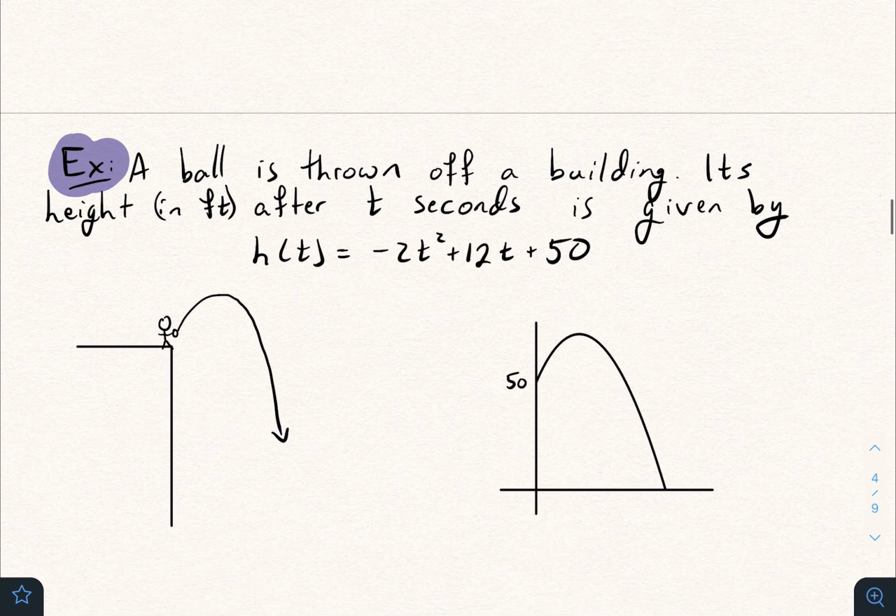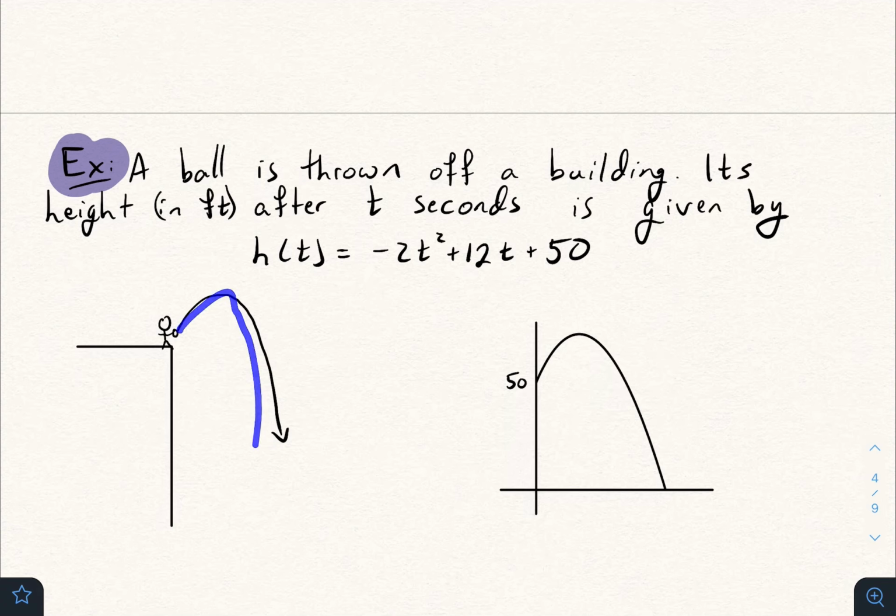So that's that. All right, last one. A ball is thrown off a building. Its height in feet after t seconds is given by this formula right here. H of t equals negative 2t squared plus 12t plus 50.